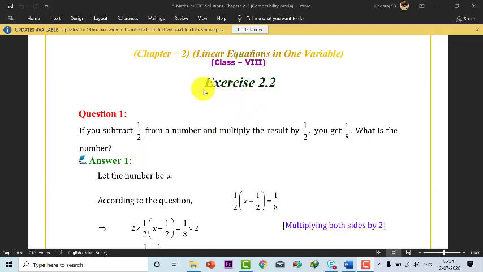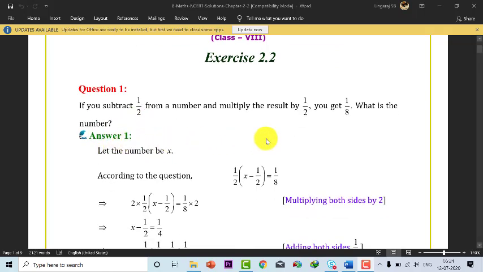Today's session we will solve problems in exercise 2.2. So first question: if you subtract 1 by 2 from a number and multiply the result by 1 by 2, you get 1 by 8. What is the number? So first, understanding the question.